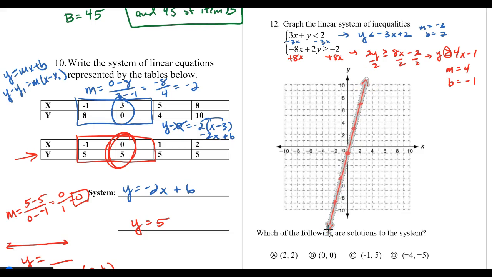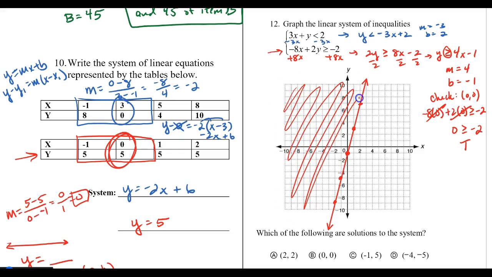And when we look at the shading, we're going to check a point. We're going to check 0, 0 because the line doesn't go through it. Remember, we always like to check in the original equation. So it's negative 8 times 0 plus 2 times 0 is greater than or equal to negative 2. Zero is greater than or equal to negative 2. That is true. So that means we're going to shade the 0, 0 side of the line, which is going to be on the left in this case.